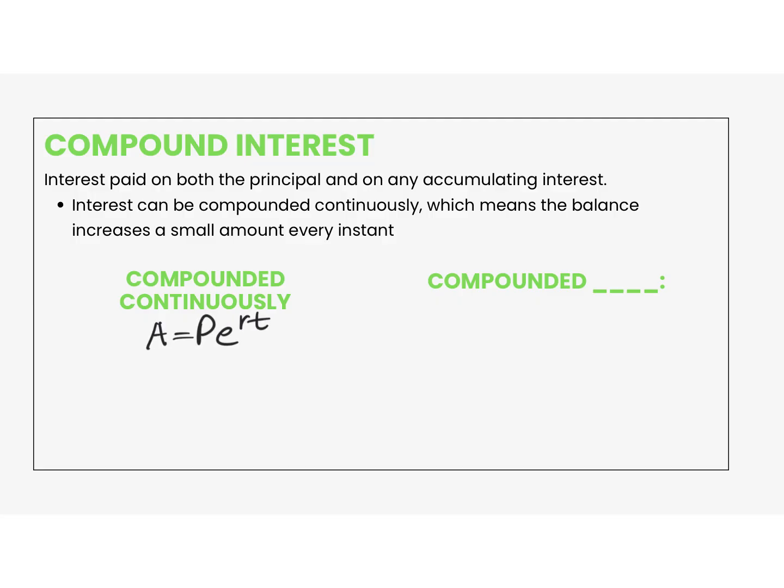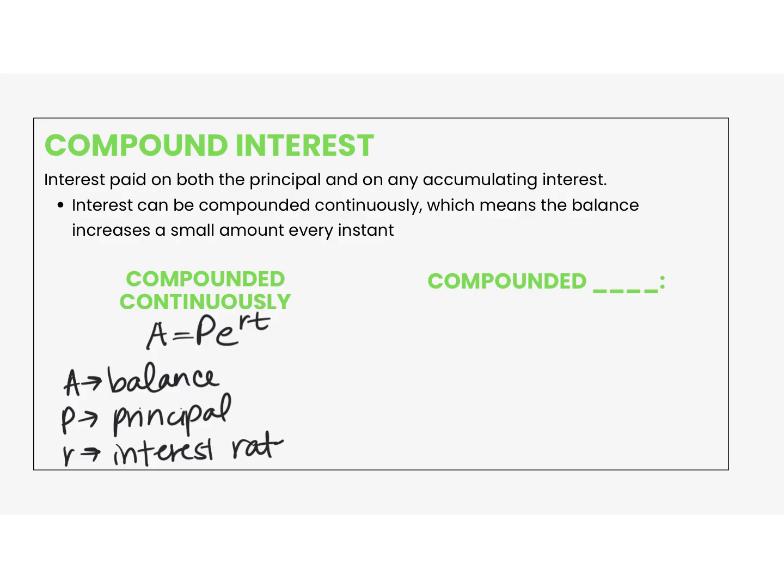to the RT. So A is the balance, P is the principal, which is the initial amount. E is a number, the irrational number E. R is the interest rate, and remember that we write that as a decimal. And T is the time, which is always in years.